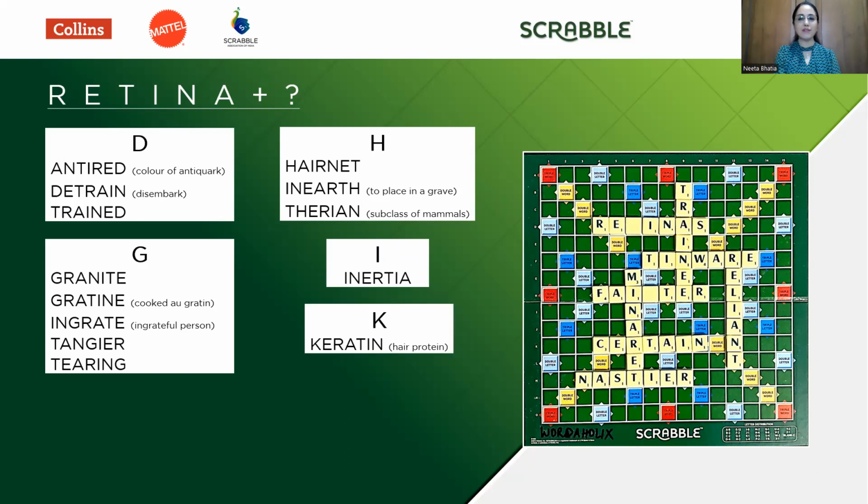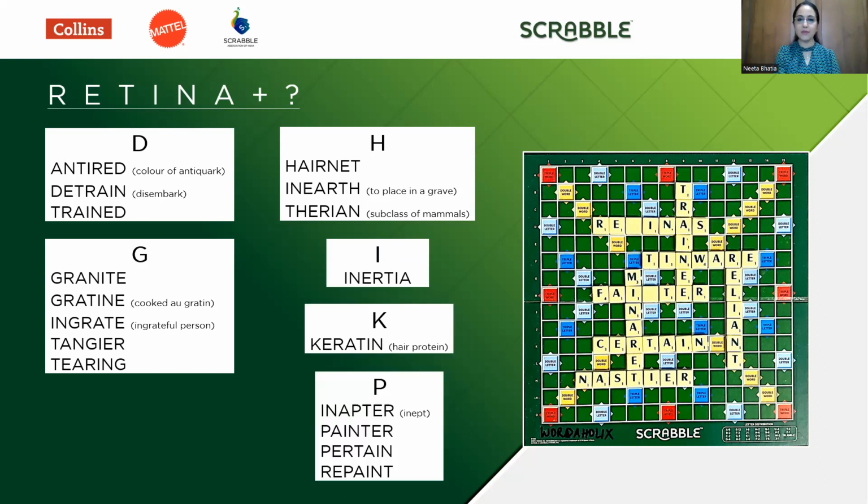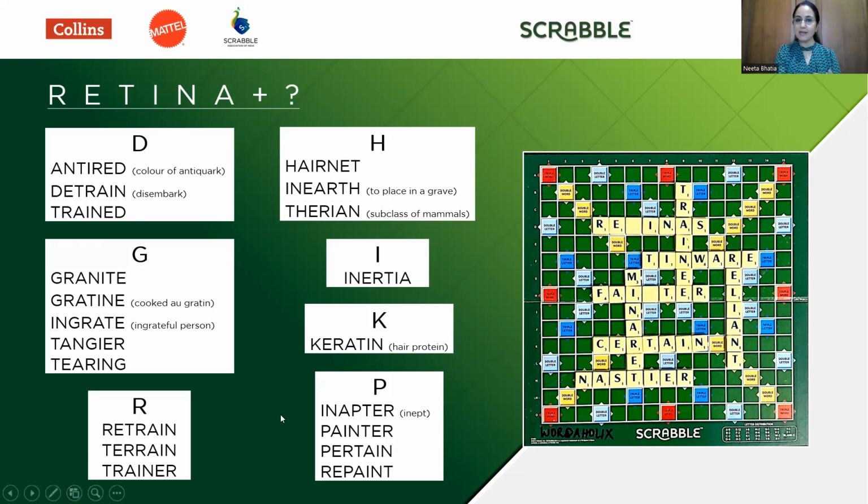And with the K, we have keratin, which is the hair protein. With P, we have fairly simple words that can be made, which are enapter, pertain, repaint, and painter. And with R, we have words like retrain, terrain, and trainer. These are only some of the examples. There are many more words that can be made with retina and a blank shown on this board. Over here are few of the other examples.